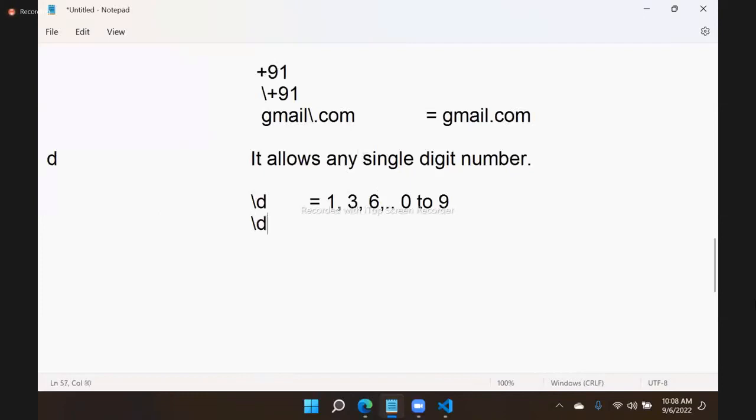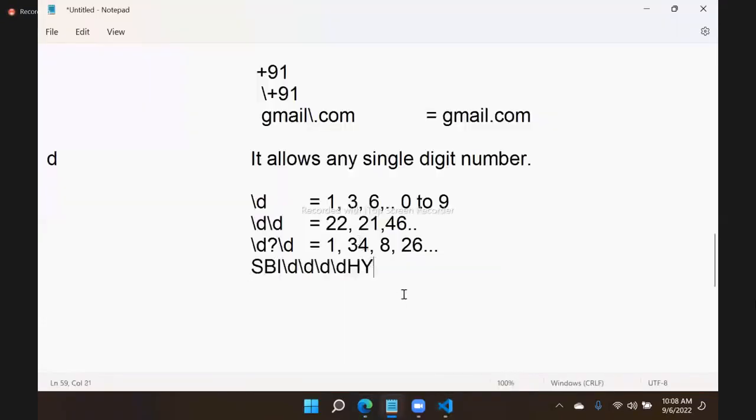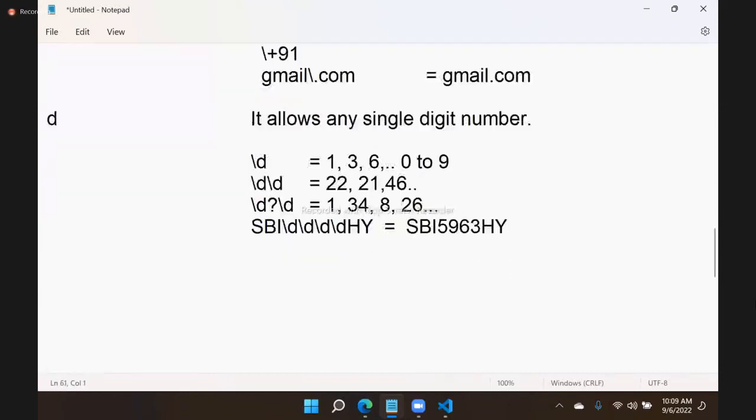We can use \d\d. This is what? A 2 digit number, right? If I define \d?, this is 1 or 2 digits. So combinations can be anything. Suppose I give it like this. That means it can be a combination starting with SBI, then any 4 digit number and H. Like this, we need to write it using \d.